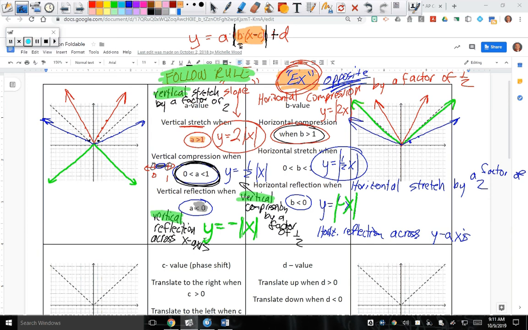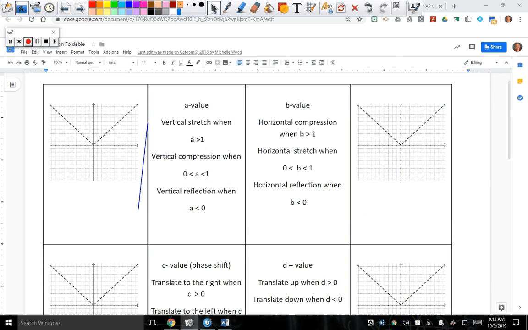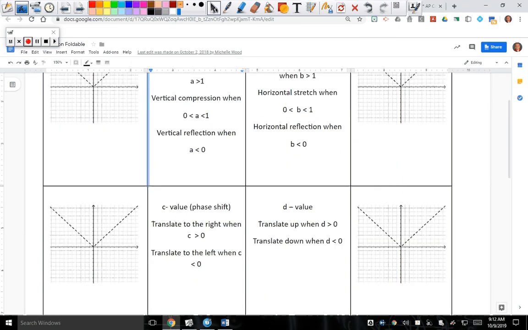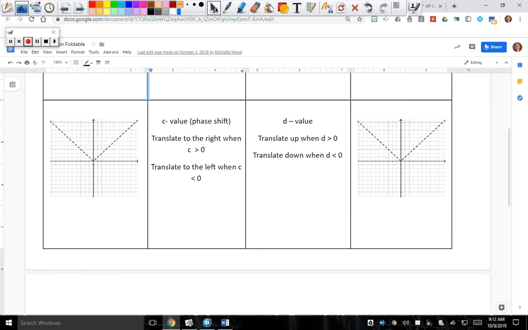So a horizontal stretch looks the same as a vertical compression. And a horizontal compression looks the same as if it was a vertical stretch. Okay. Good stuff. Any questions before I keep going? Okay. So that's A and B, the multiplication stuff. To me, I think that's the most difficult, and then the addition is pretty cake.